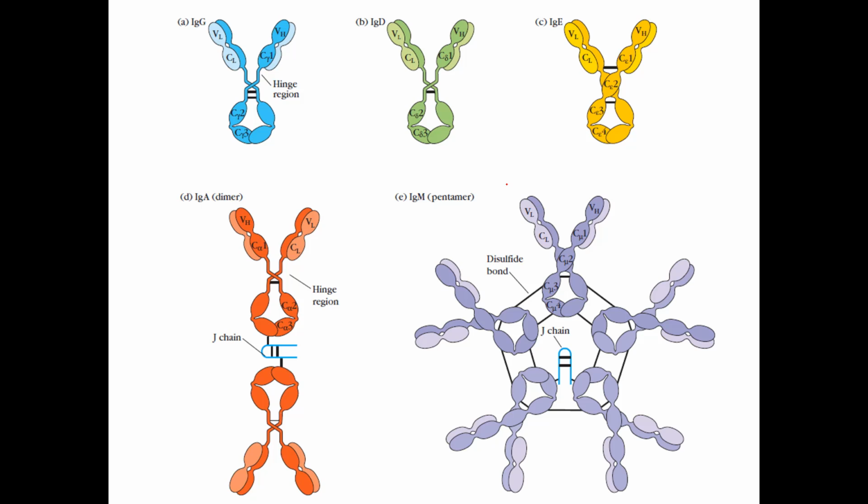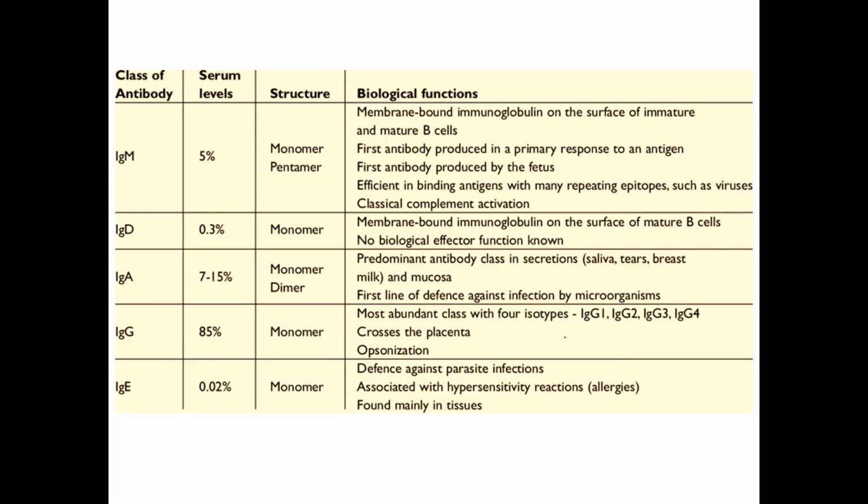they can form higher molecular weight structures. IgA can exist as a dimer in this form, where the two monomers are joined together by a joining chain. IgM can exist as a pentamer, where the five immunoglobulins are joined together by the disulfide bond as well as the joining chain over here. So now we come to the major antibody functions.